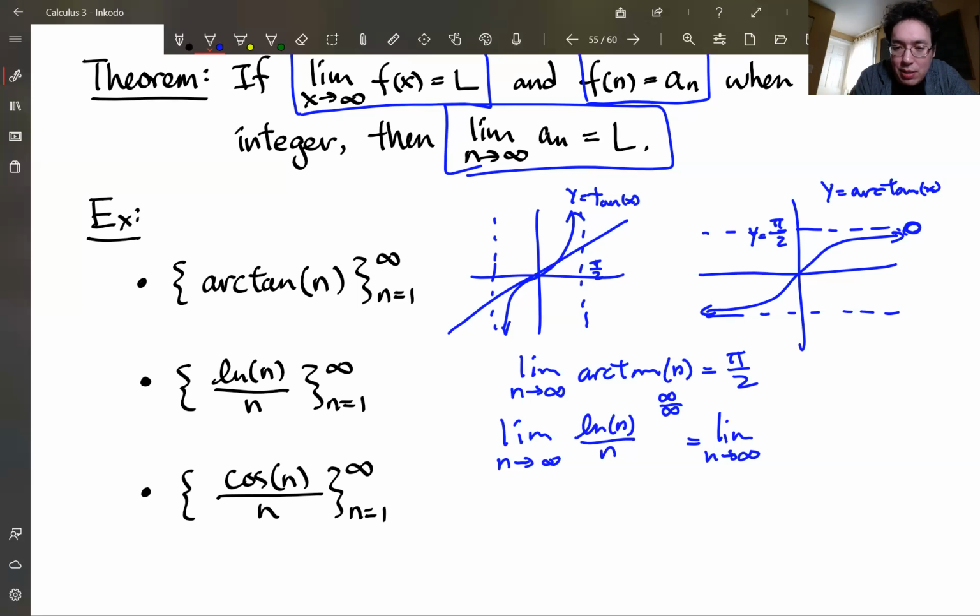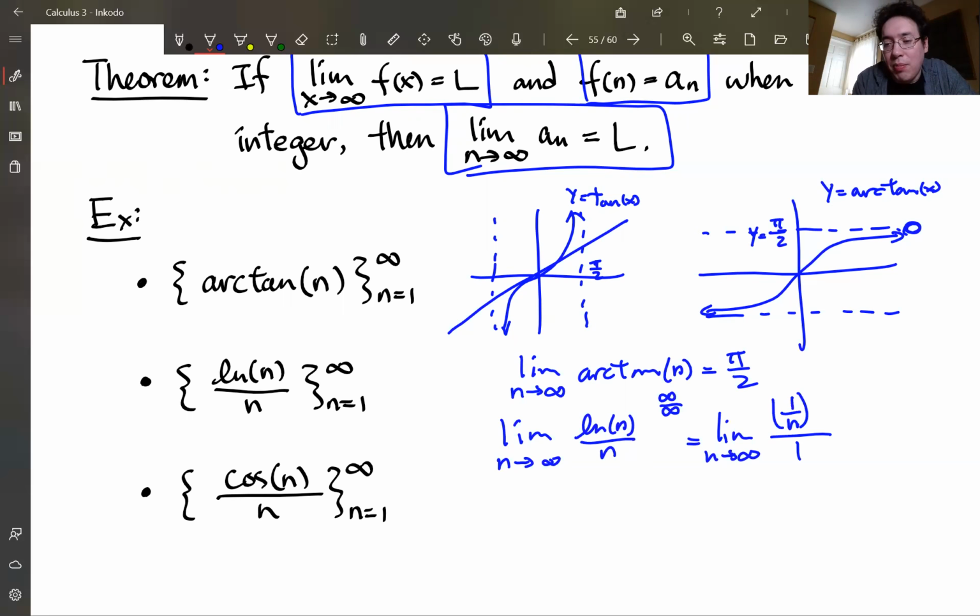of the top function with respect to n. So the derivative of natural log is 1 over n. And you could take the derivative of the bottom function. So the derivative of n with respect to n is equal to 1. Then you form a fraction of the derivatives of the numerator function and the denominator function. Note that this is different from taking the derivative of the quotient. You're not using the quotient rule. You're taking the derivative of the top and bottom separately.